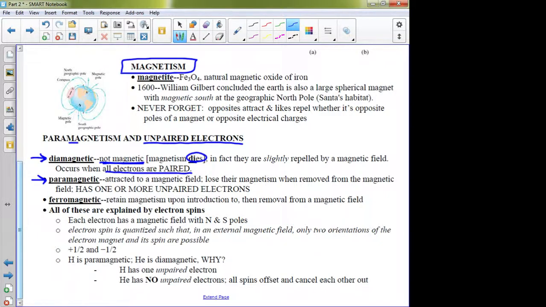Remember we talked about when we draw the up arrow, we say it has a positive 1/2 spin. When we draw the down arrow, we say it has a negative 1/2 spin. So what do those do to each other? They cancel each other out. So it canceled out the magnetism. Okay? Paramagnetic means that there is magnetism, that the electron is attracted to a magnetic field. Why? Because it has one or more unpaired electrons.